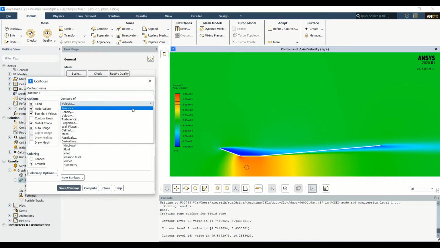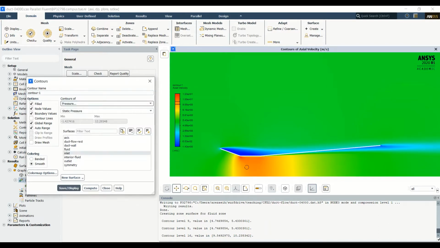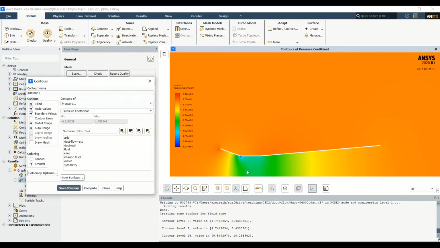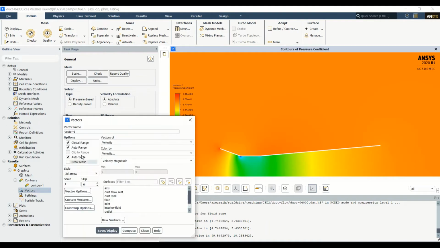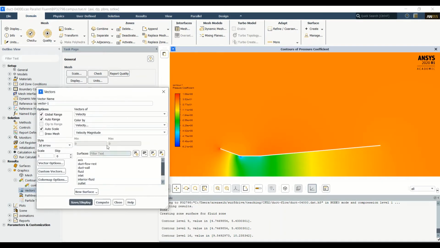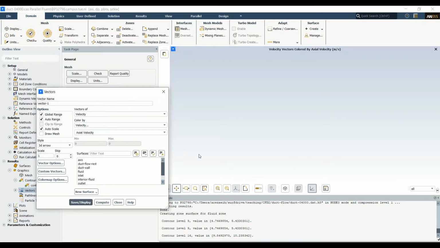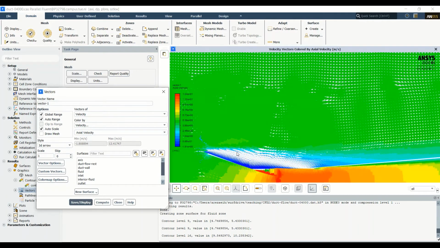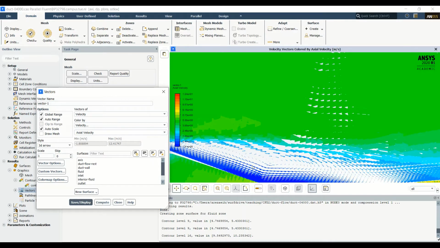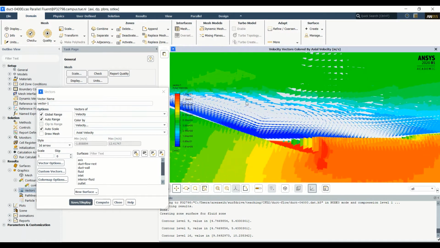We can also check the pressure, static pressure, or let's take a look at the pressure coefficient. We see that we have lower pressure here due to the acceleration of flow. Let's also take a look at the vectors, the vector field colored by the axial flow. Okay, now we have the vector field. Already here you can see that we have a recirculation region with acceleration of flow.